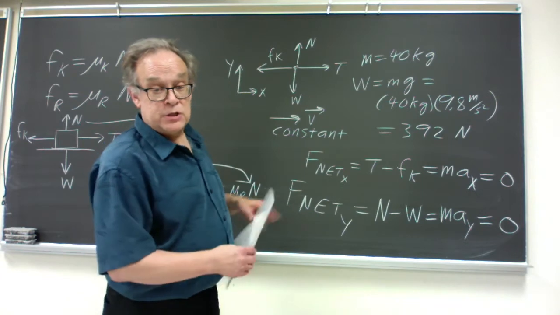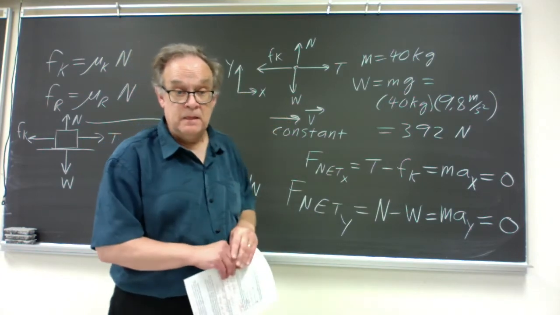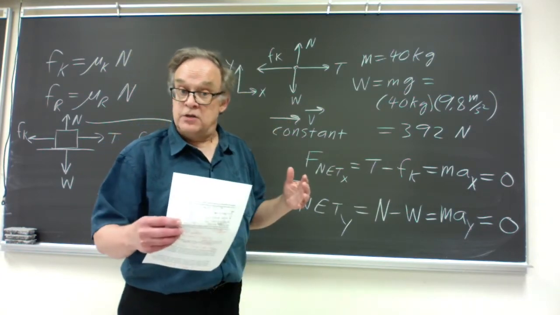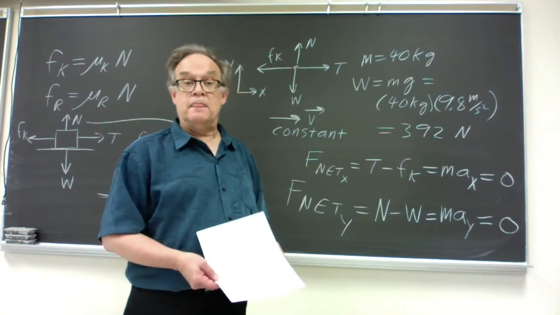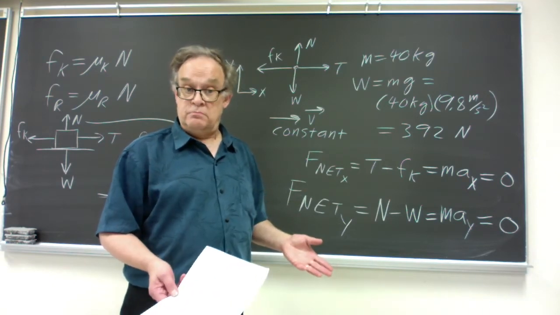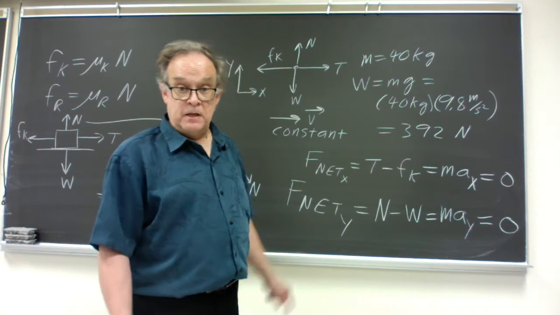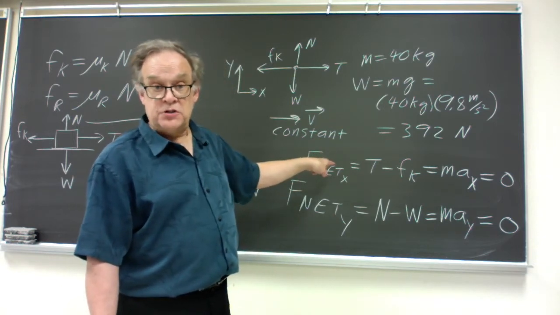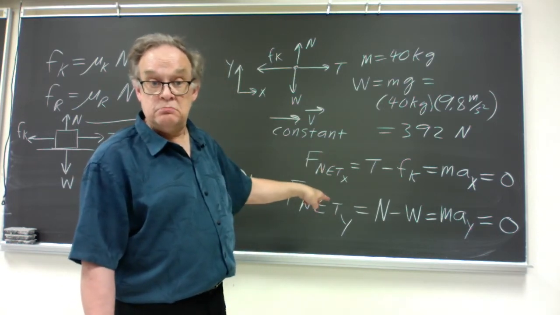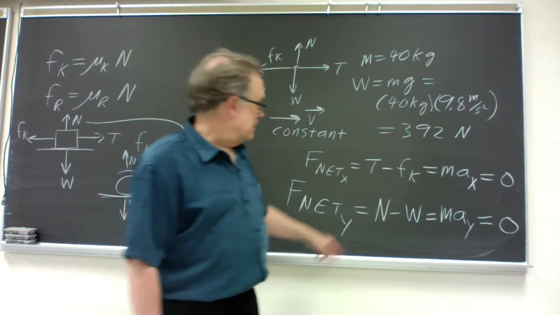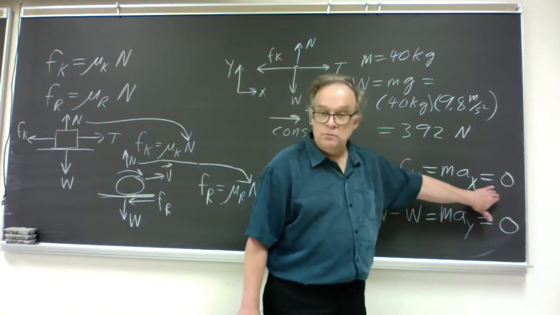But it's moving with a constant velocity. Constant velocity means no acceleration, and if there's no acceleration, there is no net force. So if there is no net force, then certainly each component of the net force has to be zero. So this comes out to zero.